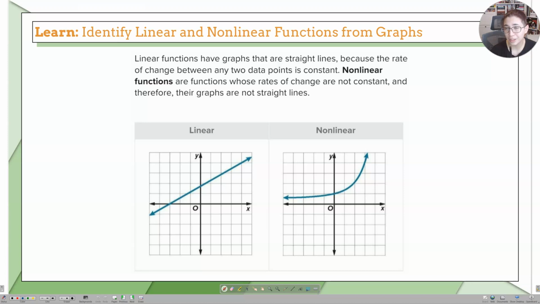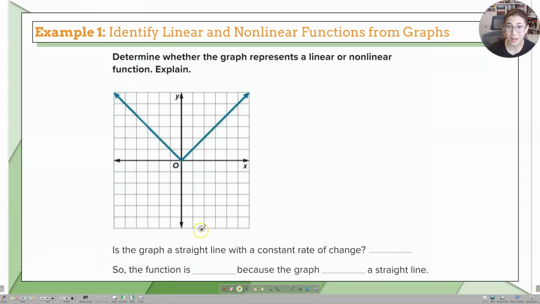So linear functions, we've known, are straight lines, because the rate of change between any two data points is going to be constant. A nonlinear function is a function whose rates of change are not constant, and therefore the graphs are not straight lines. So over here we have linear, a straight line. Nonlinear, not a straight line. So let's try identifying linear and nonlinear functions from graphs.